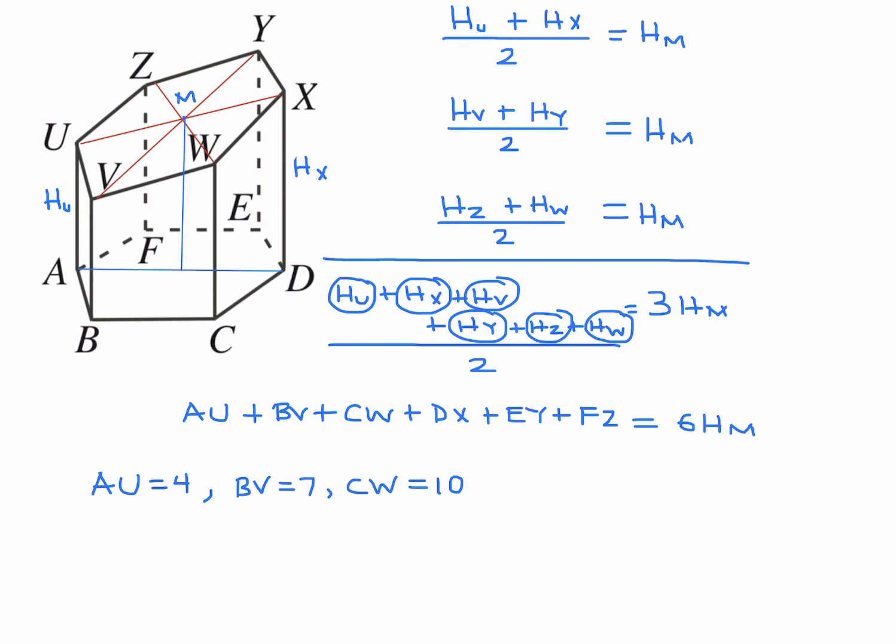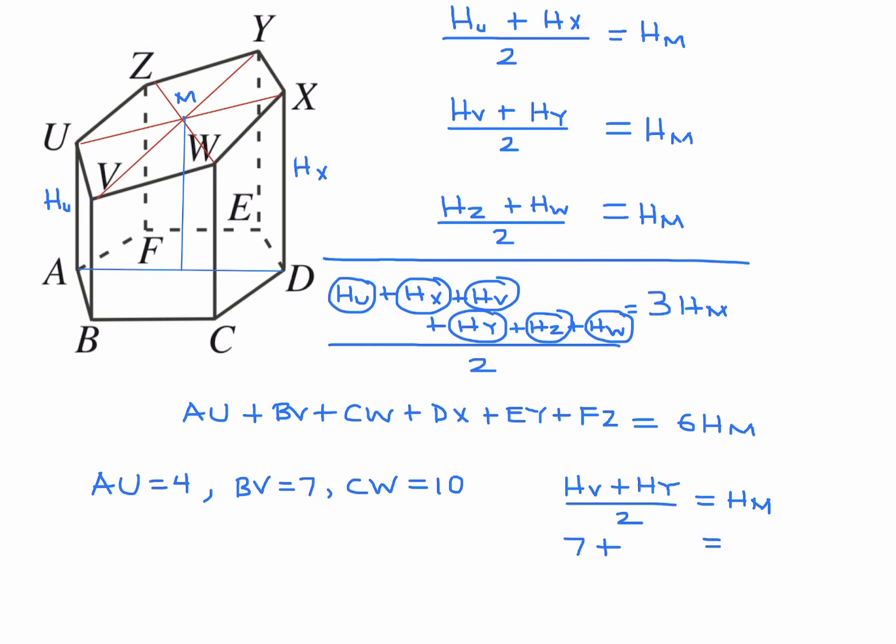All right, let's figure this out. If this is the case, then we can figure out HM with any of these guys here. So I can just use, for example, this one right here. That would mean that HV plus HY over 2 is equal to HM. Well, HV is the same as BV, right? The height from V to the bottom is the same as BV, this guy right here.